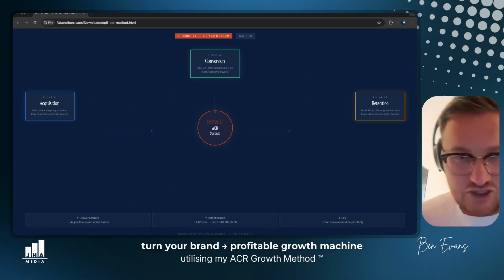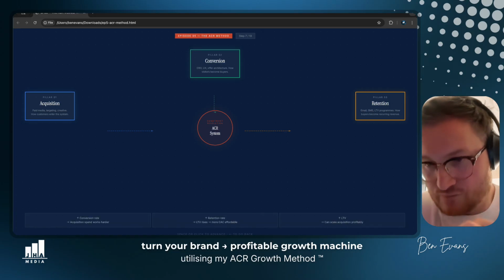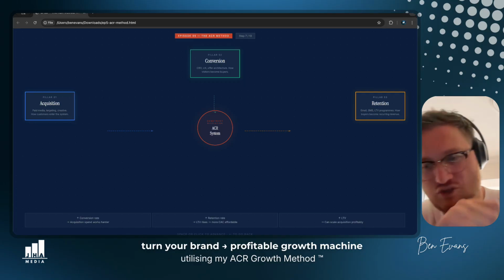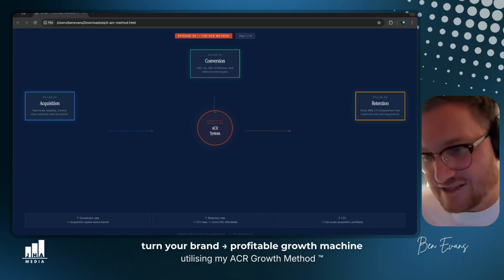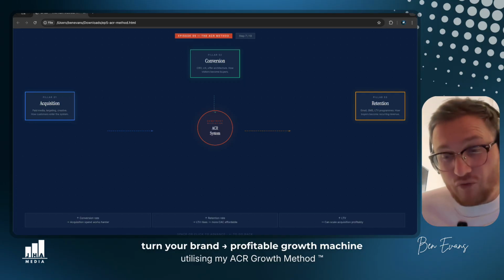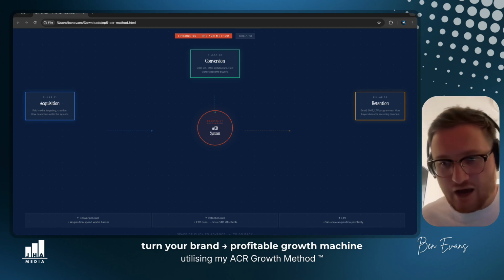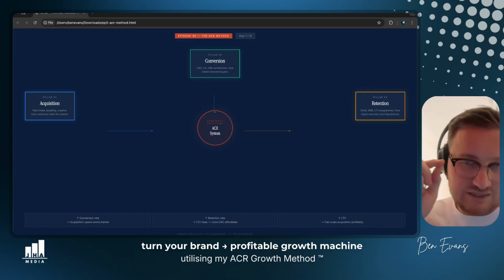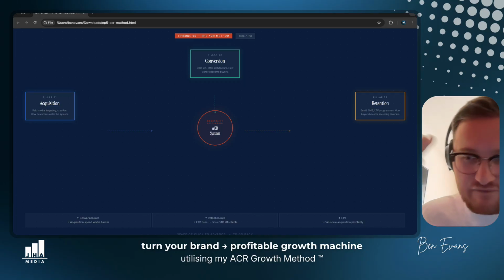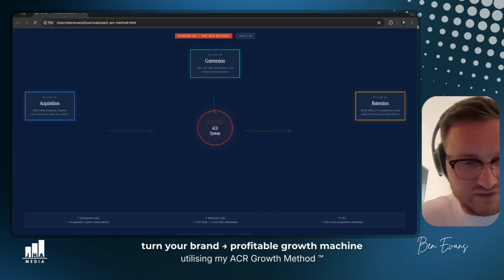The ACR system essentially is a constraint resolution model. So what we mean by that is we don't just come in and run ads for you, okay? Because ads are very often not the problem. Okay, the problem is the constraint sat elsewhere in your business, and the idea of the ACR Growth Method is it identifies where that constraint is and fixes it so that we can implement across the system.